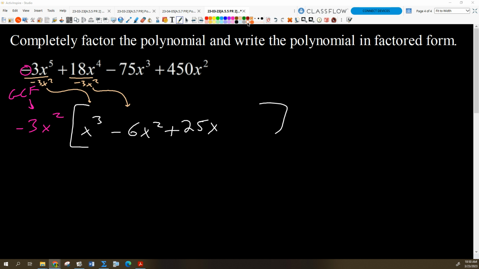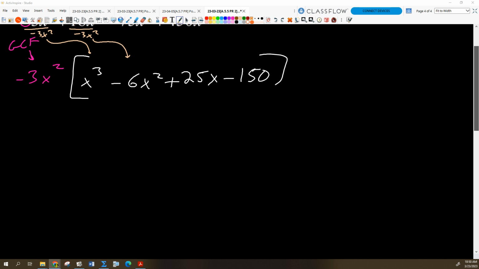Positive 450 divided by negative 3, so it's negative 150. There you go. Yep, 150. And x squared divided by x squared cancels, so I just get a 150. Okay. All right. So now are we actually factoring it now? Are we actually going to factor it too? Now we're going to factor by grouping.